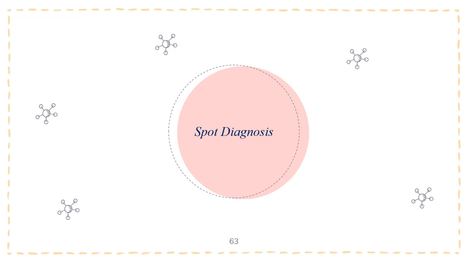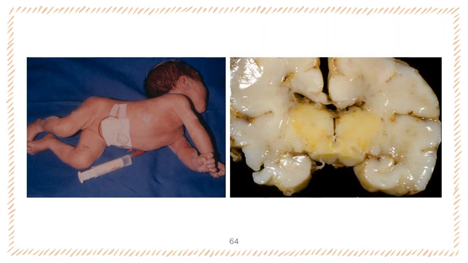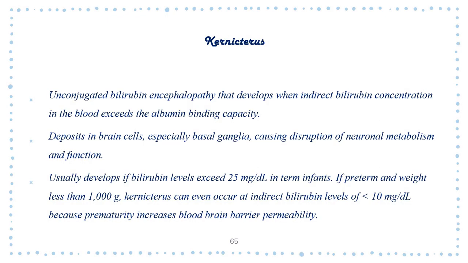So we'll finish off this presentation with a spot diagnosis. This is critical to know when we're studying unconjugated hyperbilirubinemia. Why did we start off with unconjugated rather than conjugated? Because as we mentioned in the first part of our topic presentation, unconjugated bilirubin crosses the blood-brain barrier and it will lead to this condition, which is kernicterus.